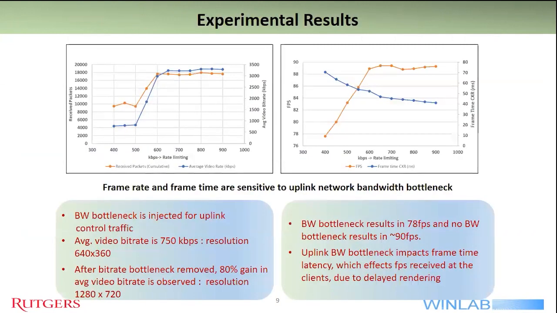Now, moving on to the results. So the first set of results include frame rate with bandwidth bottleneck introduced uplink, which is between the client and the server. So there is just one-way introduction of this variability of network parameters. And we see that initially a bit rate of 750 kbps is achieved with a resolution of 640 by 360, which is kind of a medium quality video.